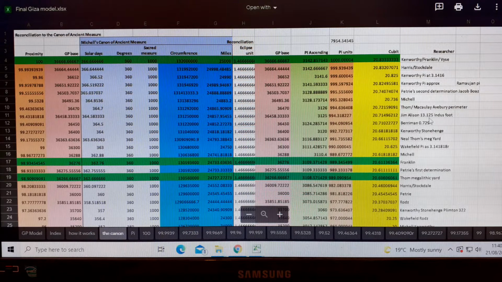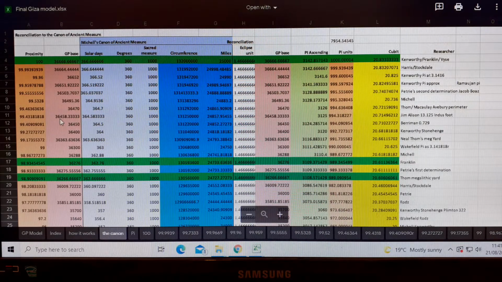Jim Allison, 13.125 Indus foot. And we go along and we get 131250000. That's the circumference of the Great Circle. And in this instance, that's the polar circumference. We go along to the end here and we find the proximity, which is the length of the inch times 100. And it's also the length of the cubit multiplied by 4.8. And that is cubit theory in the new metrology.